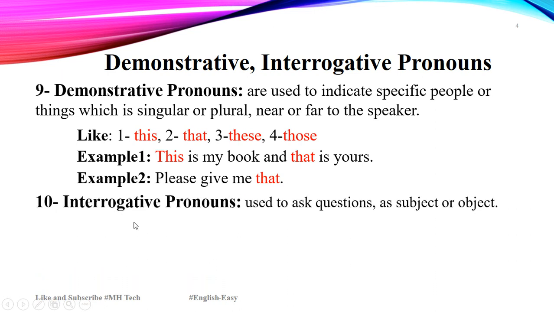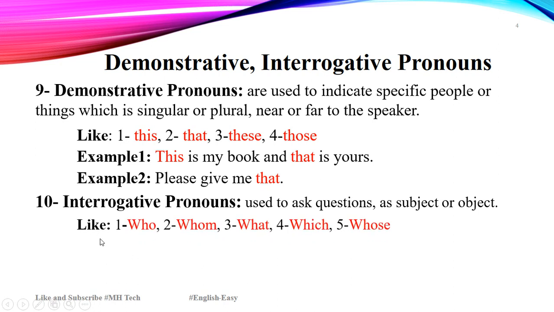And we have interrogative pronouns in English, and they are used to ask questions. They are used for asking questions, and can be used as a subject or an object of a sentence. So here we have about 5 common interrogative pronouns in English. First one is who, whom, what, which, and whose. These are the common examples of interrogative pronouns in English.